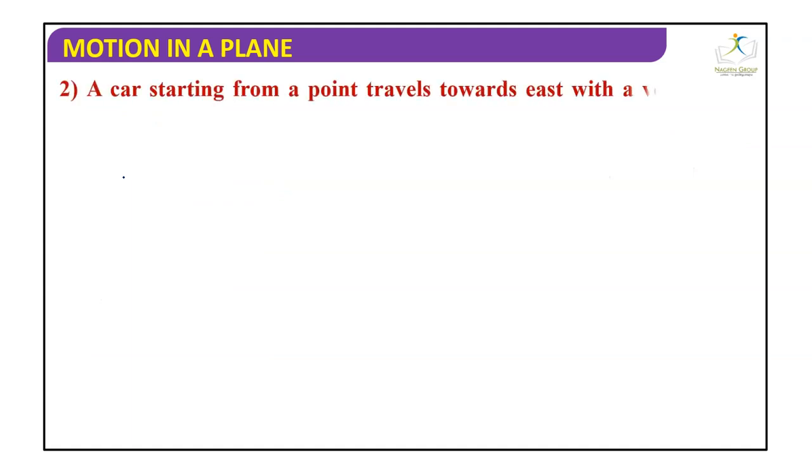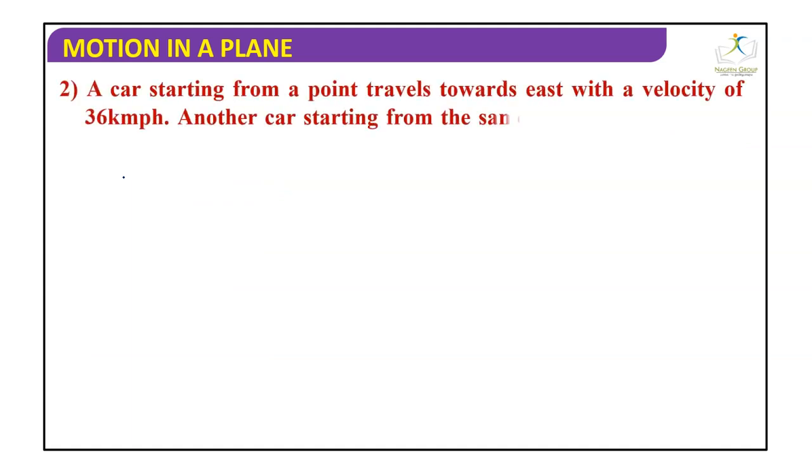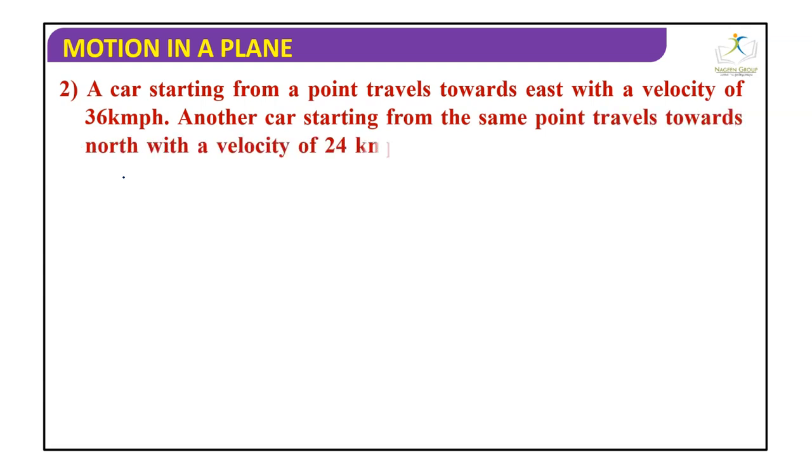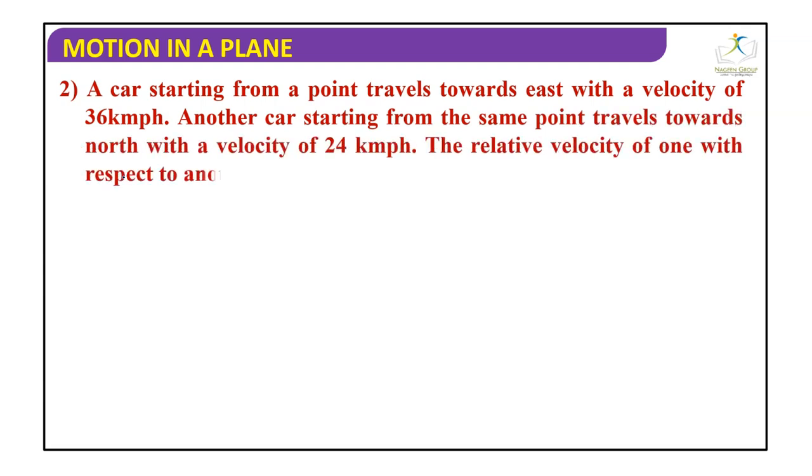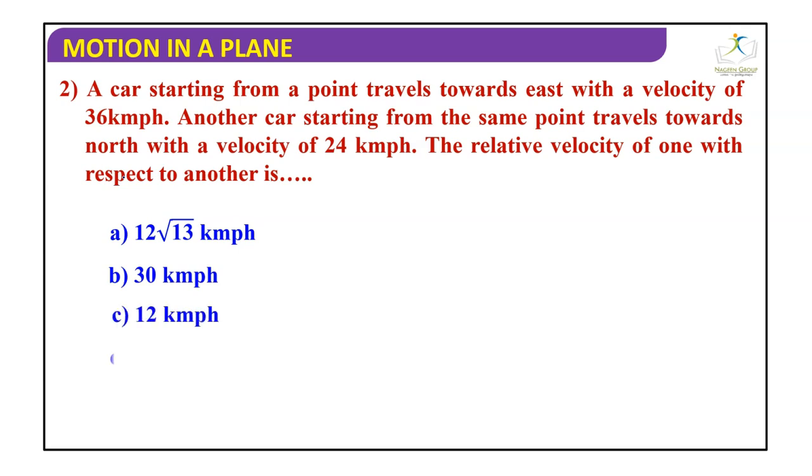The second question: a car starting from a point travels towards east with a velocity of 36 km per hour. Another car starting from the same point travels towards the north with a velocity of 24 km per hour. The relative velocity of one with respect to another is 12 root 13 km per hour, 30 km per hour, 12 km per hour, or 20 km per hour. So the correct answer is A, 12 root 13 km per hour.